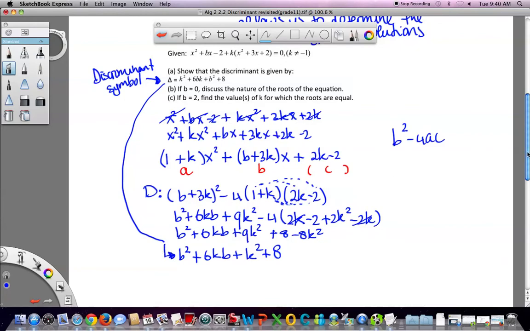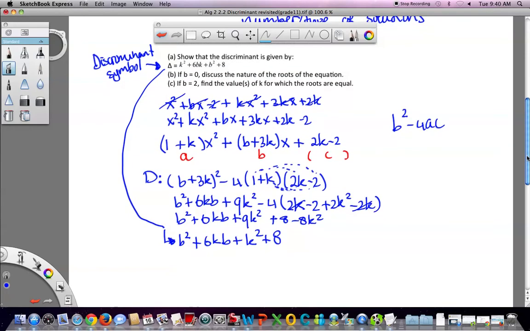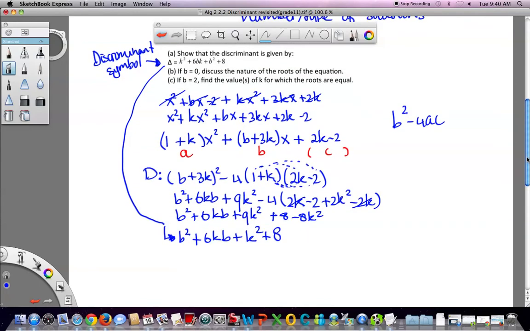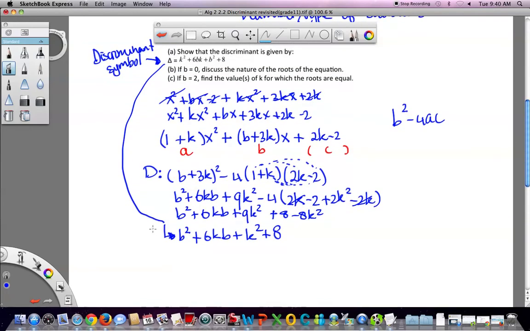All right, then finally it says, if b is 0, discuss the nature of the roots. So this is the discriminant. We're going to plug in b as 0, so we will get 0 plus 6 times b is 0, plus k squared plus 8. So the discriminant is just going to be given by k squared plus 8.